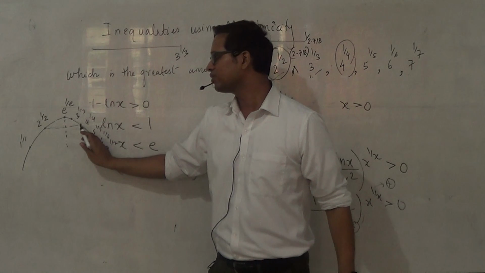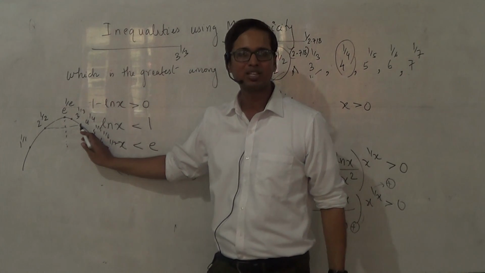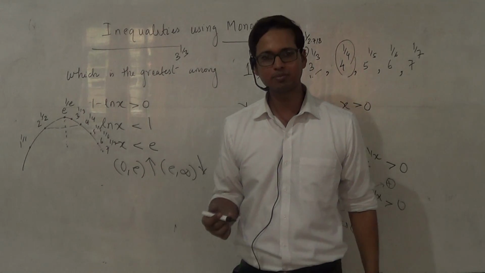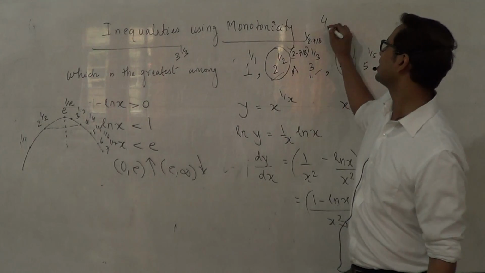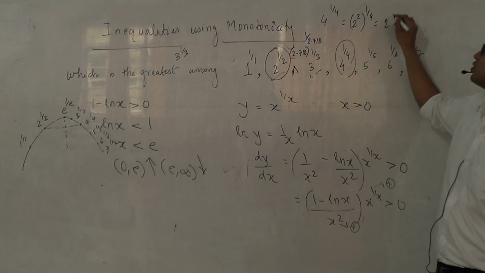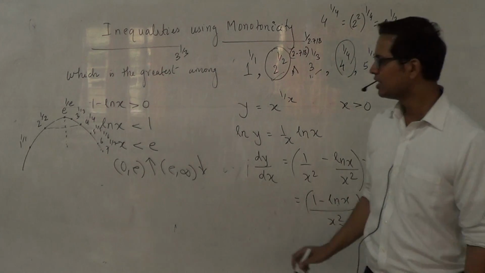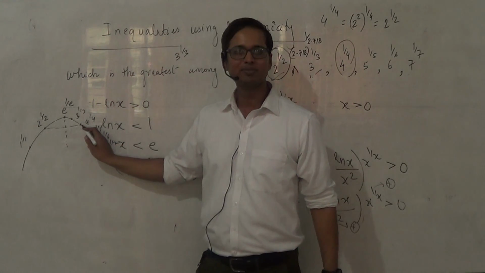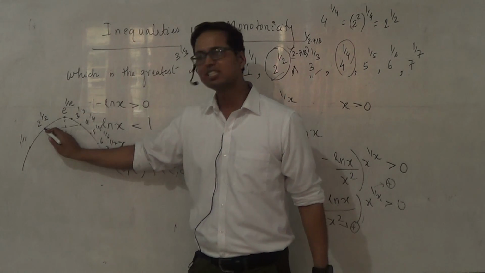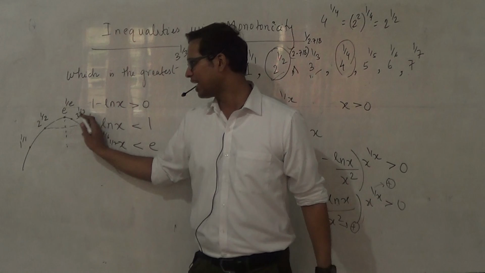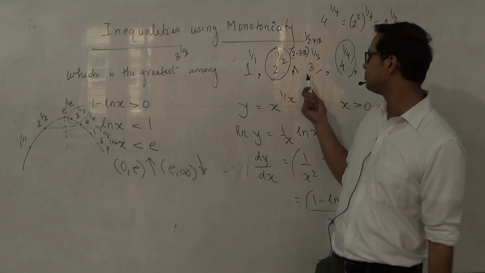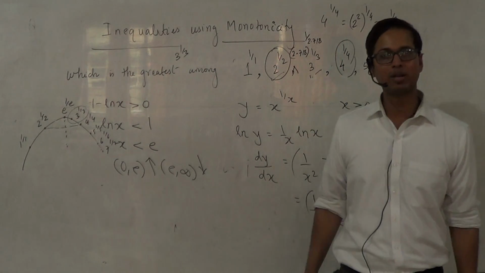2 to the power 1 by 2 and 4 to the power 1 by 4 will have the same value. How? 4 you can write as 2 square. So 2 square to the power 1 by 4 is 2 to the power 1 by 2. So this and this have the same value, and you know this is higher than this. That means this will be higher than this also. Hence the maximum value for this series will be that of 3 to the power 1 by 3.